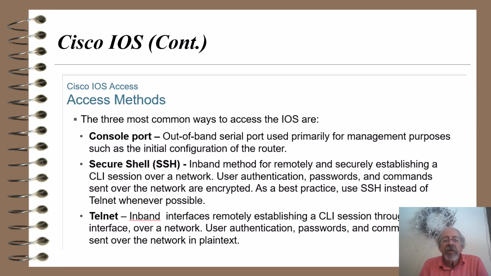So, access methods. The three most common ways to access the Cisco IOS are, first, the console port. That's an out-of-band serial port used primarily for management purposes, such as initial configuration of the router. That is, you have to plug in a special cable. Then there's Secure Shell, SSH. That's an in-band method for remotely and securely establishing a CLI session over a network. So I remotely access the switch or router.